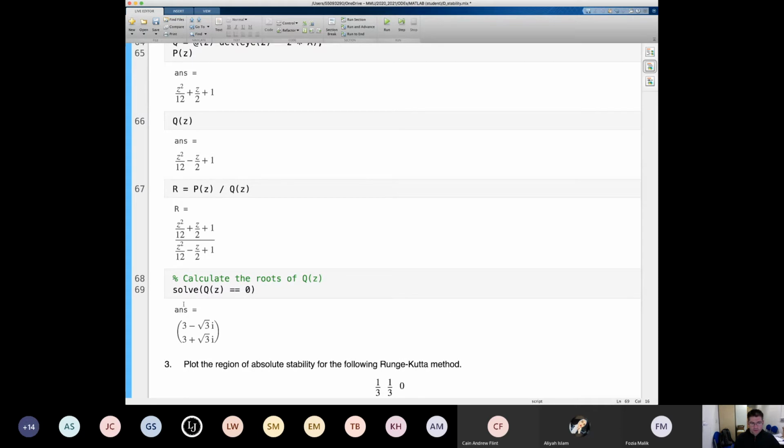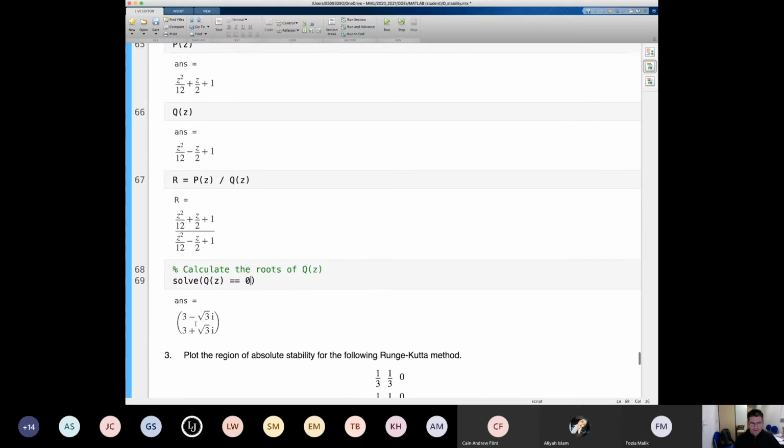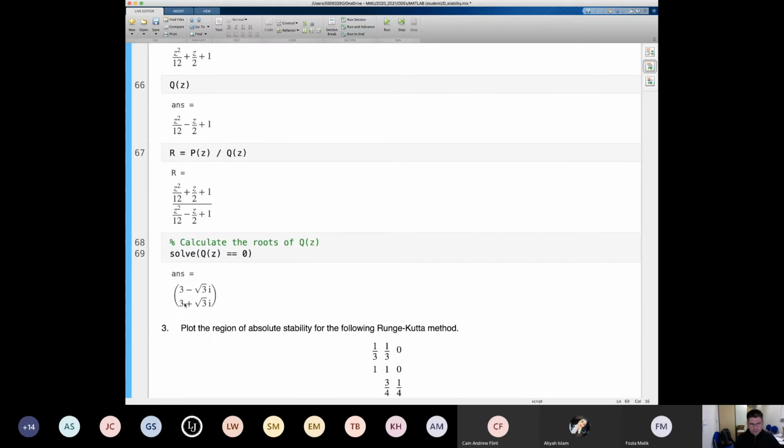There we go. So we got roots of 3 plus or minus root 3 times i. So remember, we're only interested in the real part of the roots. So you can see both real parts are 3. That's positive. That's greater than 0. So that first criterion I mentioned earlier is passed. In other words, the roots of Q(z) have to exist in the right-hand side of the complex plane.